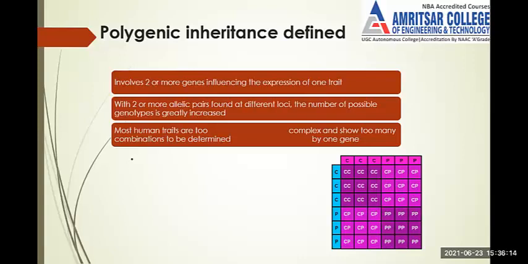When we say allele, they are on the same chromosome, right? Same chromosome. Then they are called alleles. And if they are on different chromosomes, they are called non-allelic. So, in humans, most traits are controlled by many genes.